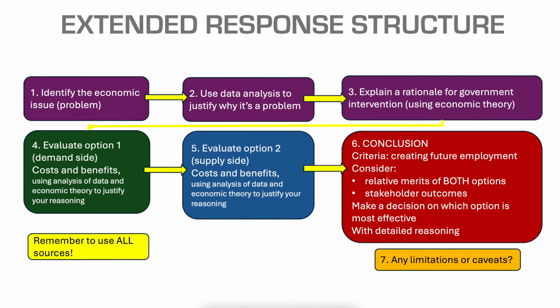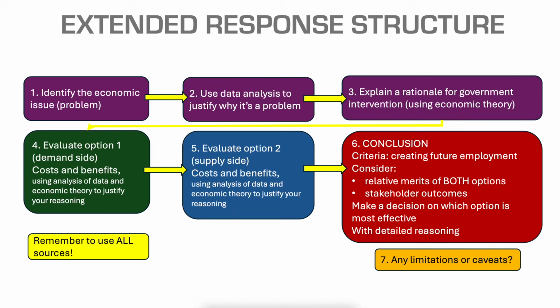Before we look at the marking guide for this question, it's prudent just to review once again this extended response structure that I'd recommend you attempt to use in extended exams if you feel it suits the question. Analysing: identifying the issue, justifying why it's a problem, thinking about the rationale for governments getting involved. Evaluate option 1, then evaluate option 2, costs and benefits of both, linking back to your economic theory to justify your reasons. And finally, your conclusion.